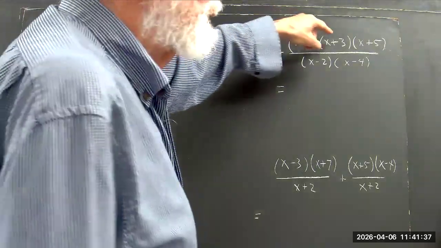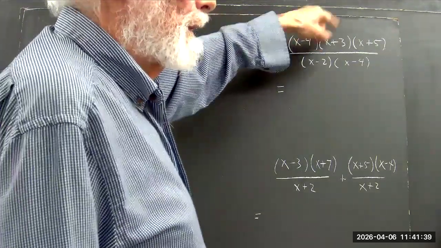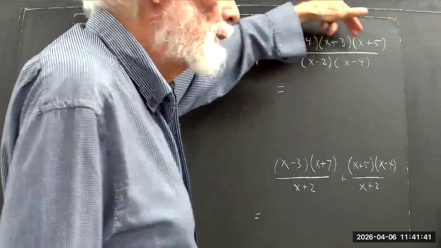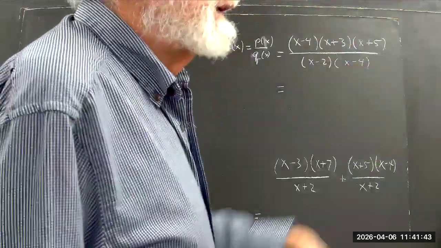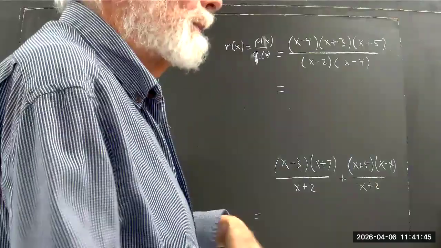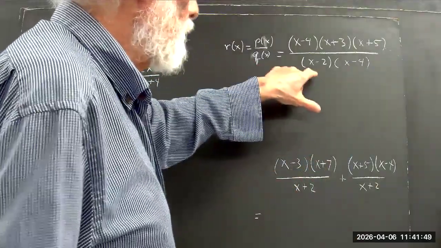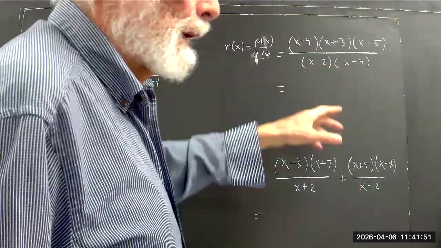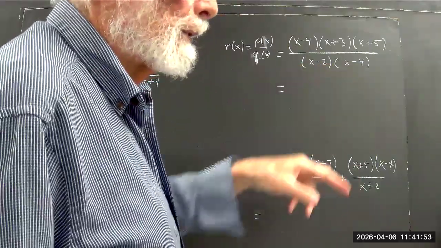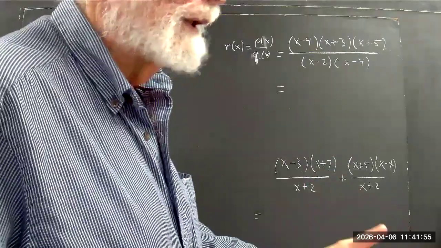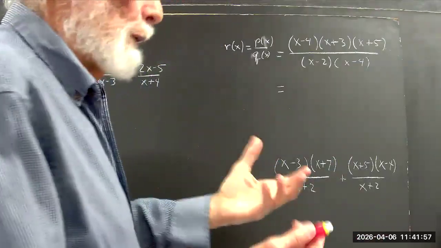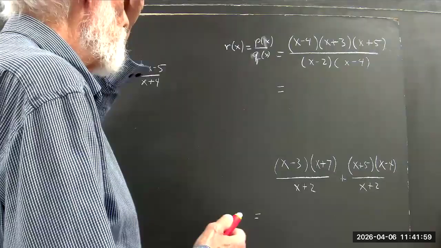P of x being the polynomial that you get, well, the numerator, which is a factored polynomial. We could always expand it and we get an x cubed term and an x squared term and so forth. And the Q of x, the denominator, is also a polynomial. It's a product of two binomials. Turns out it's actually a quadratic expression. But quadratic expressions are polynomials.